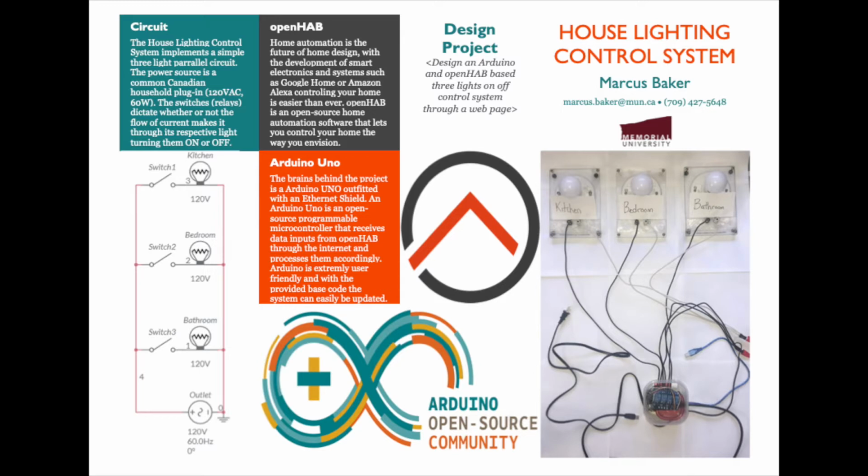The initial concept behind the house lighting control system was to design an Arduino and openHAB based 3-light system that can be turned on or off through a web page. The project aims to bring the power of home automation to your fingertips and control your home the way that you want to, without having to overpay for smart products such as bulbs, plugins, and switches.